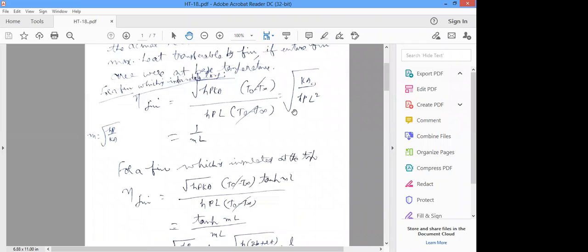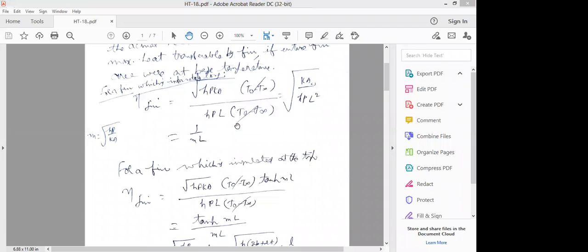So that is equal to root HPKA into T naught minus T free stream, divided by the maximum heat transfer, where the entire fin surface area is at base temperature, that is at x equal to 0, at x1, x2, x3, x4, at x equal to L, the surface temperature is T naught. That's why for Q max you have to take convective heat transfer rate, h A delta T, h into surface area, perimeter into length of the fin, so hPL into T naught minus T free stream.